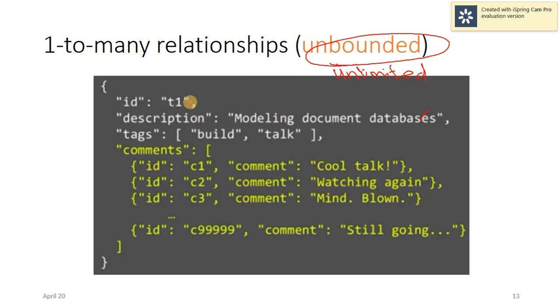So for example here, you have a single document. This is a single document first, indicated by the outer pair of curly braces. Now let's say this document is talking about the videos in YouTube or Facebook. This video is in ID 1 with description of modeling document databases, tag, build and talk.